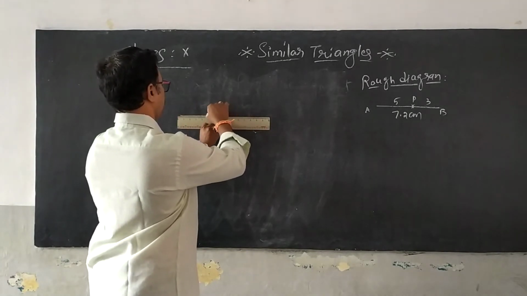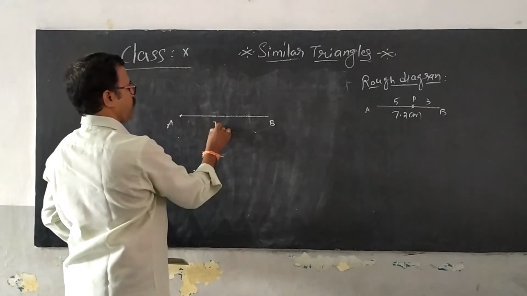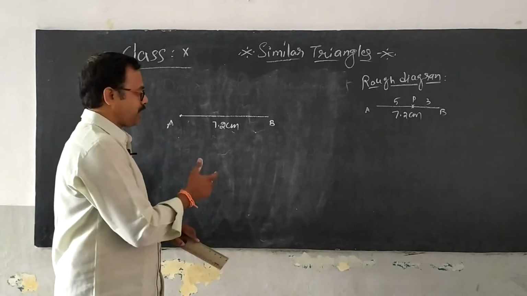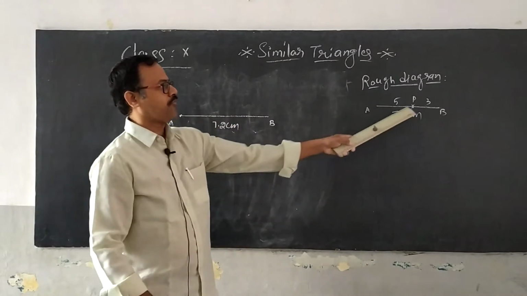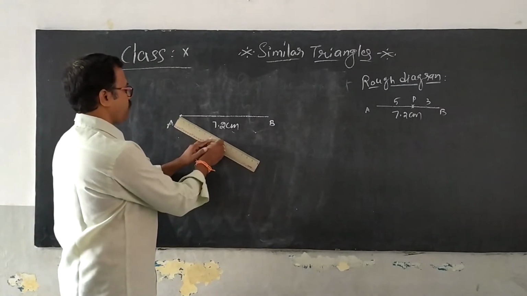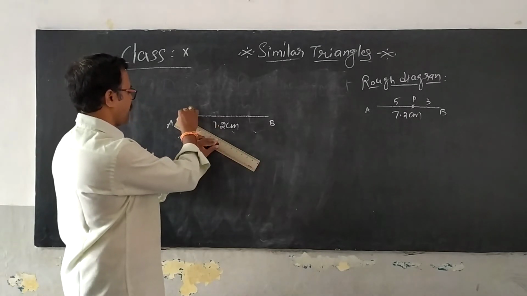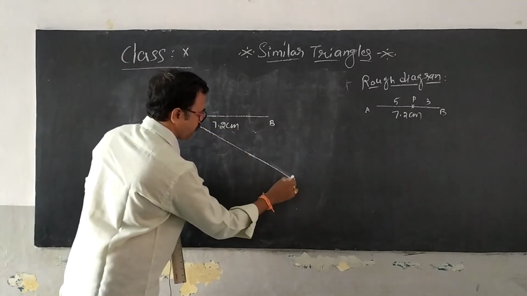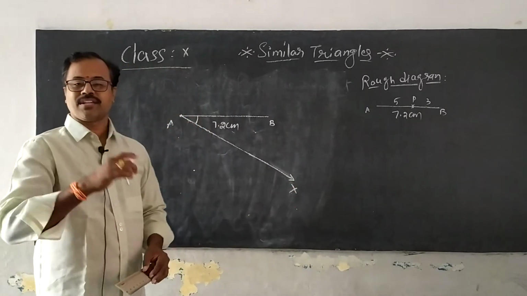Right. This measurement is 7.2 centimeters. Now I want to draw a point which divides line segment AB in the ratio 5:3, isn't it? So what do we do? We need to take an acute angle ray towards the downside. Okay, I take an acute angle ray, let it be ray AX, which is making an angle less than 90 degrees.